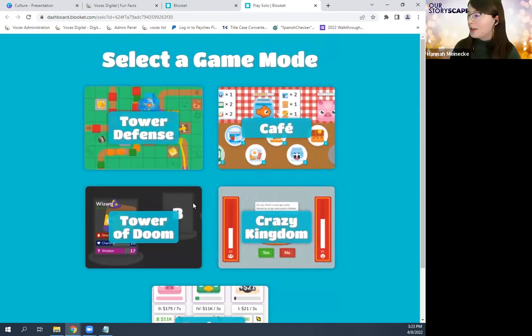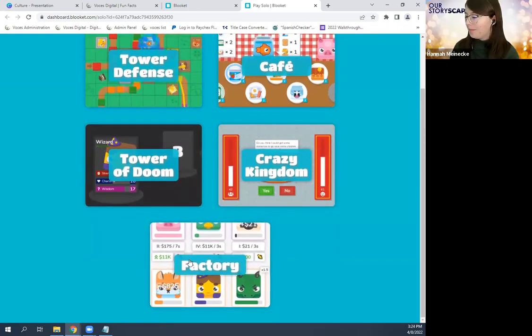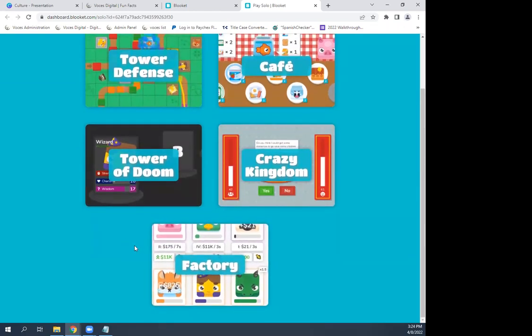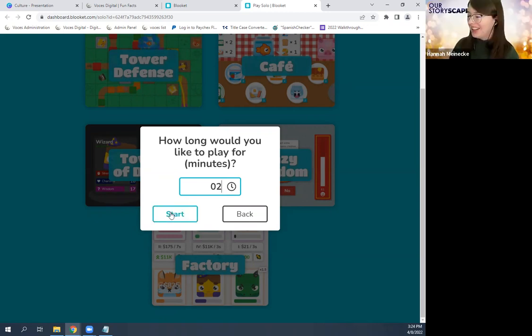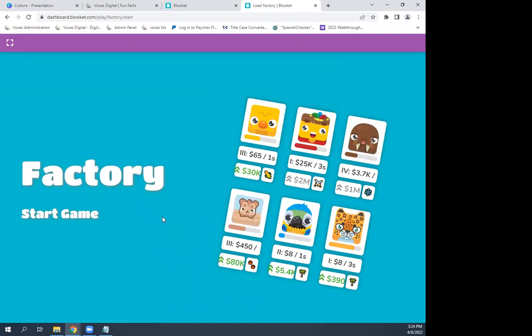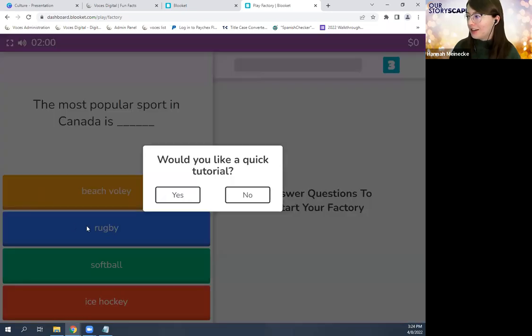Which one do you think we should play? I think the one at the bottom was good. I love the factory. All right, we'll go for that one. With Blooket you have different types of modes. With this one we select the time that we want to play. Maybe two minutes is fine. We might go a little faster than that, depending on how fast. We'll see. All right, I'll get started.